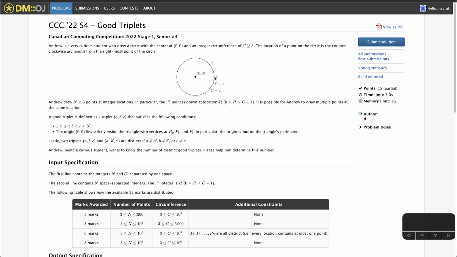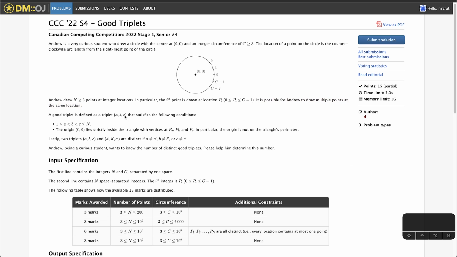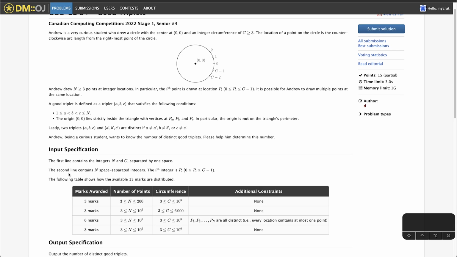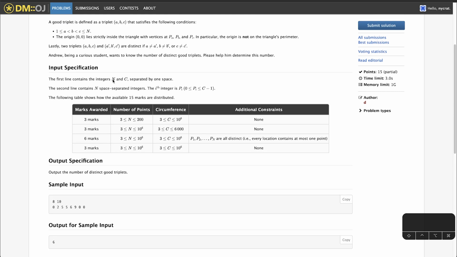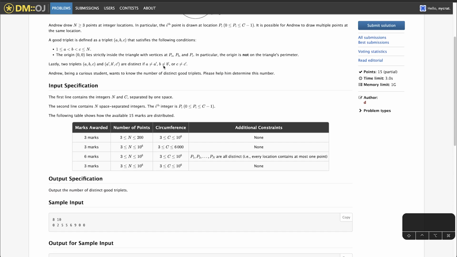Andrew drew n greater than 3 points at integer locations. The ith point is drawn at Pi, and this just means it's somewhere along the circumference, and you can do multiple points at the same location. A good triplet. I'm guessing we need to find how many good triplets there are. Distinct as well. Okay, so a good triplet is defined as a triplet ABC that satisfies the following condition.